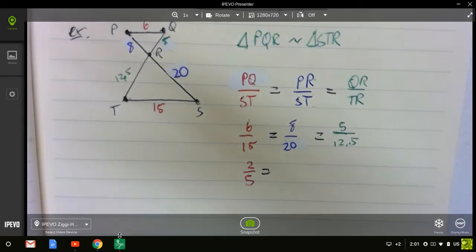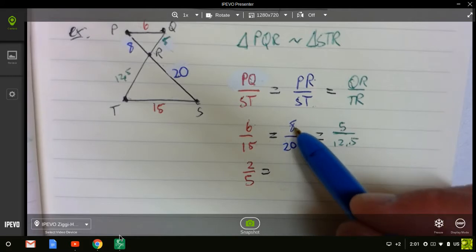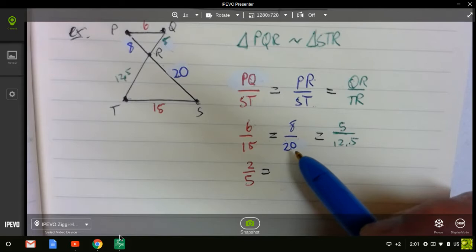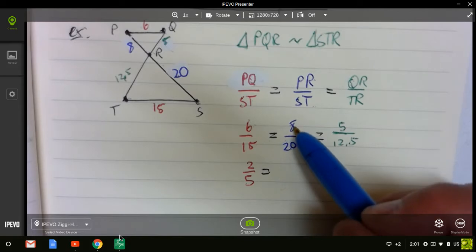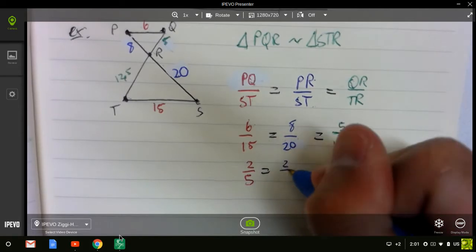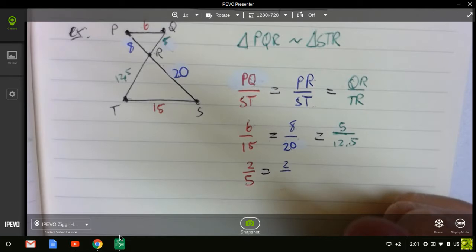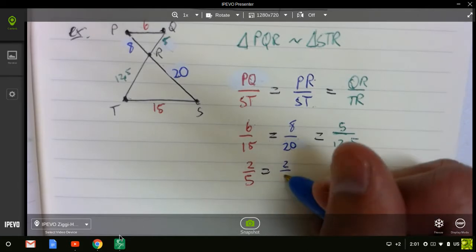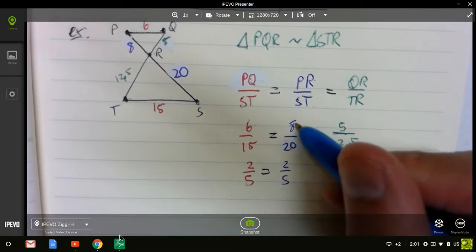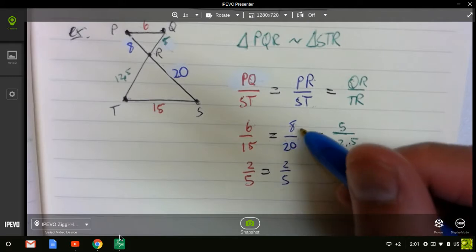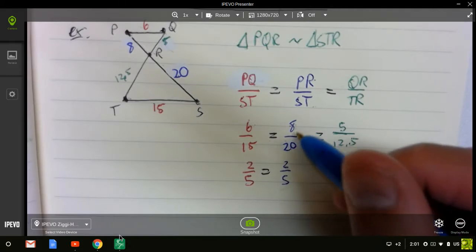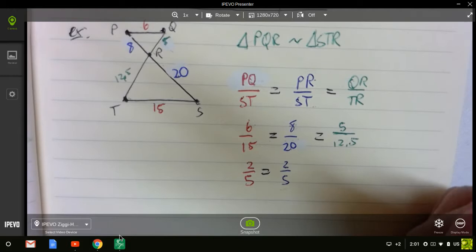Okay, so let's look at 8 divided by 20. I notice that the greatest common factor, the greatest number I can divide into 8 and 20 commonly, is 4. So 8 divided by 4 is 2, and 20 divided by 4, I'm sorry, that'd be 5. Sorry about that. Both of these numbers can be divided by 4, and I think that's the biggest number you can divide into 8 and 20, and you'd end up getting 2 over 5.